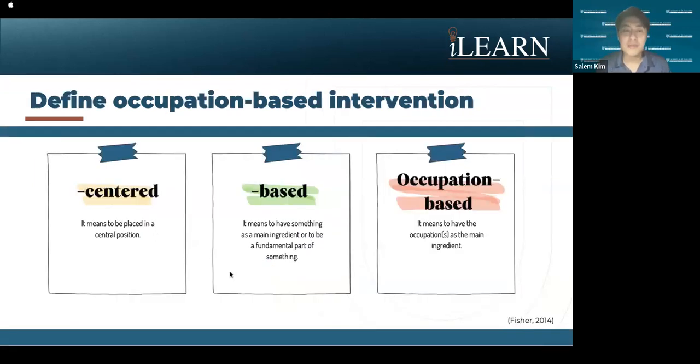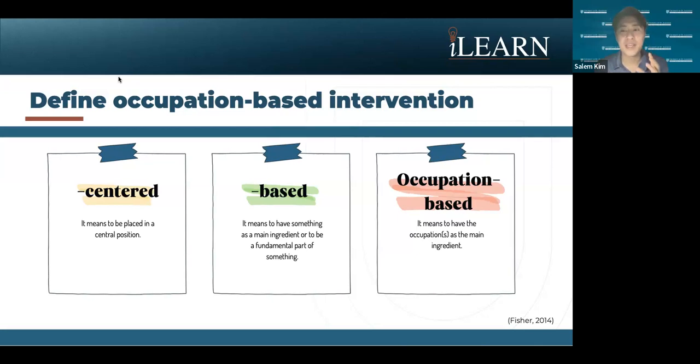So I keep talking about occupation-based intervention. I think this is a good place where we need to define what it means to be based versus centered, so that we can continue our presentation here. The comparison between centered versus based was actually done by Dr. Fisher, and her definition will help us to understand this concept.